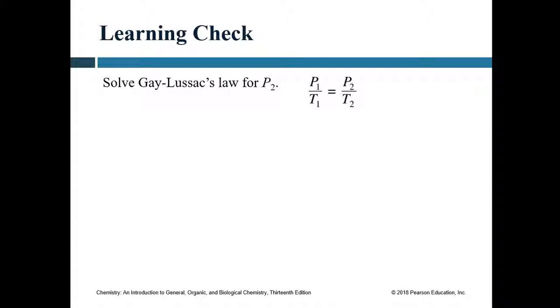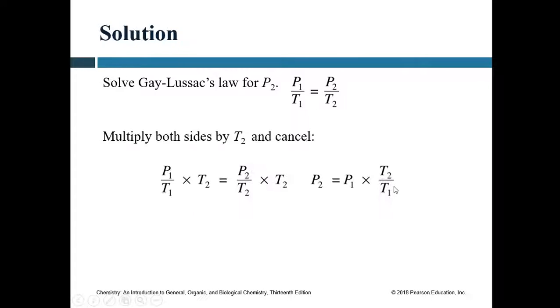Using the concept that we've learned before, if we have to solve for the second pressure, we're going to get P2 all by itself by doing the opposite sign and getting rid of our T2, and we do that by multiplying through. So T2 on the top here, T2 on the top here, and we see that we're going to have P2 equals P1 times T2 over T1.